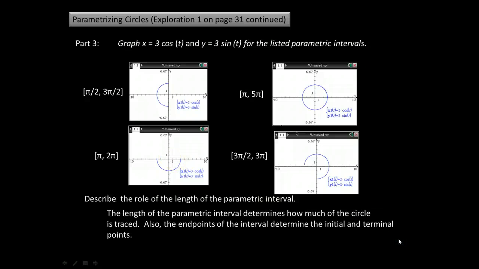So the length of the parametric interval, of course, determines how much of the circle we get, but it also tells us a little bit about the initial and the terminal points, where that graph is going to start and end.